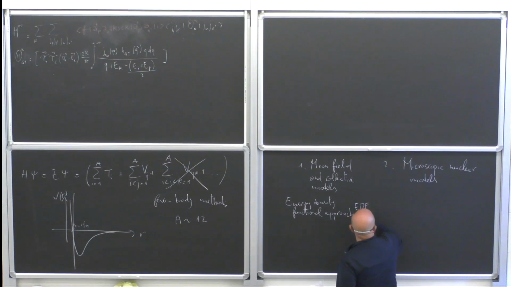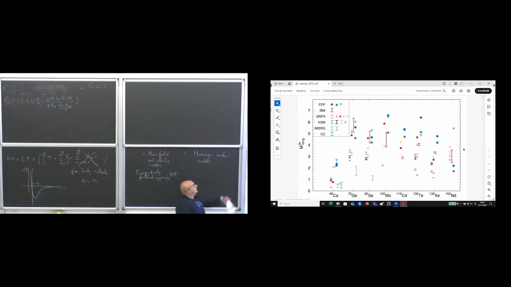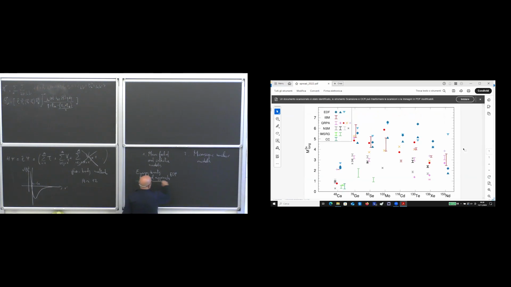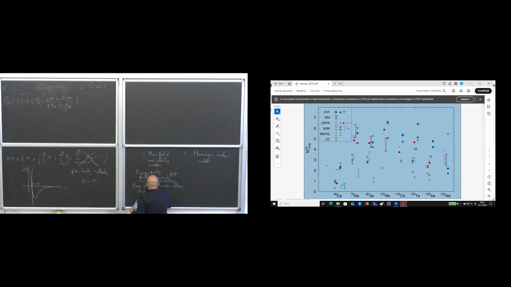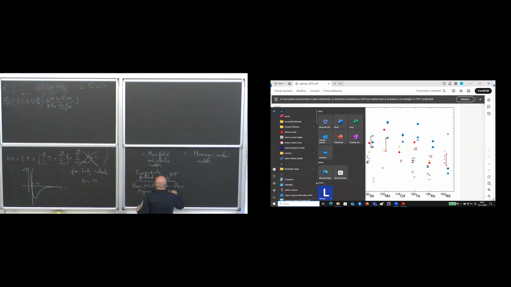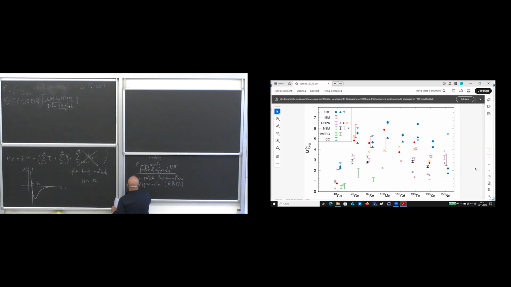This is one. Another one is the quasi-particle random phase approximation. And another one is the interacting boson model.